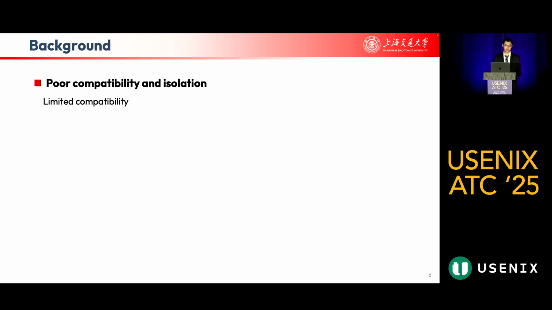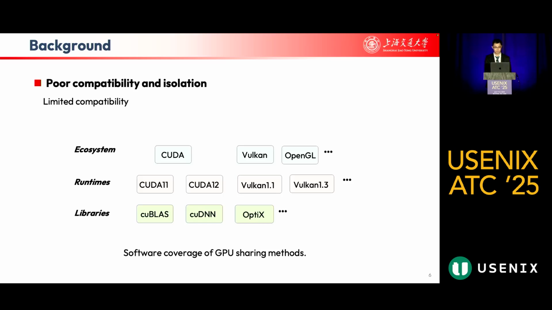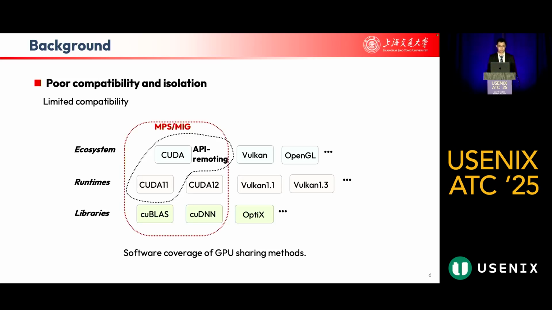However, existing solutions fall short on capability and isolation. First, here I'm showing different ecosystems, different runtimes, and different libraries. Some API remoting-based systems only work with a particular CUDA version. And MPS and MIG, which are provided by the vendor, have limited scope. What we are aiming at is full coverage over CUDA, ROCm, and OpenGL, any application that runs on the GPU.